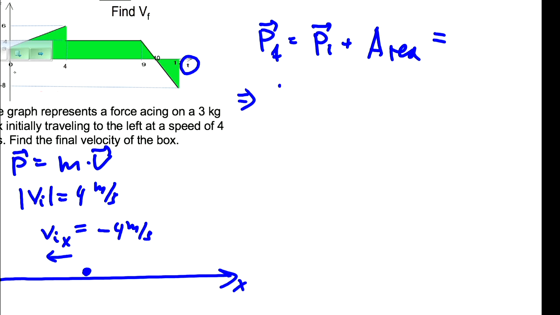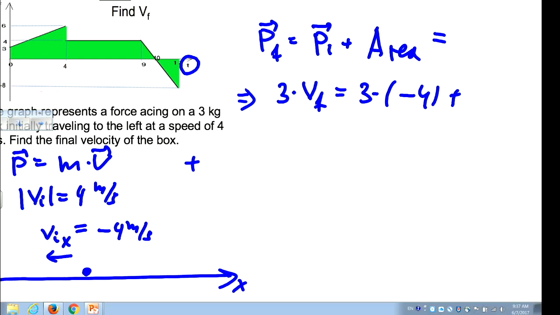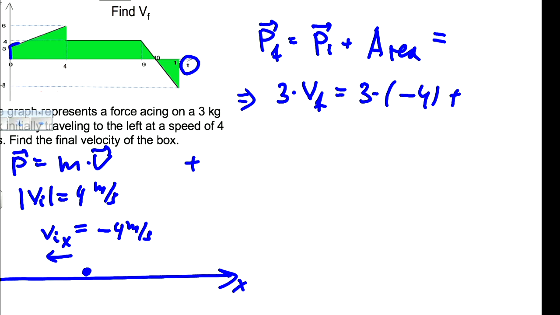3 kilograms. So 3 times velocity final, that's what we're looking for, should be equal to 3 times negative 4 plus the area. How do we calculate area? Well, it depends on the shape. At first we see a trapezoid, then a rectangle, then a triangle, and then another triangle. That's it. We just break it down in smaller parts and calculate the area.